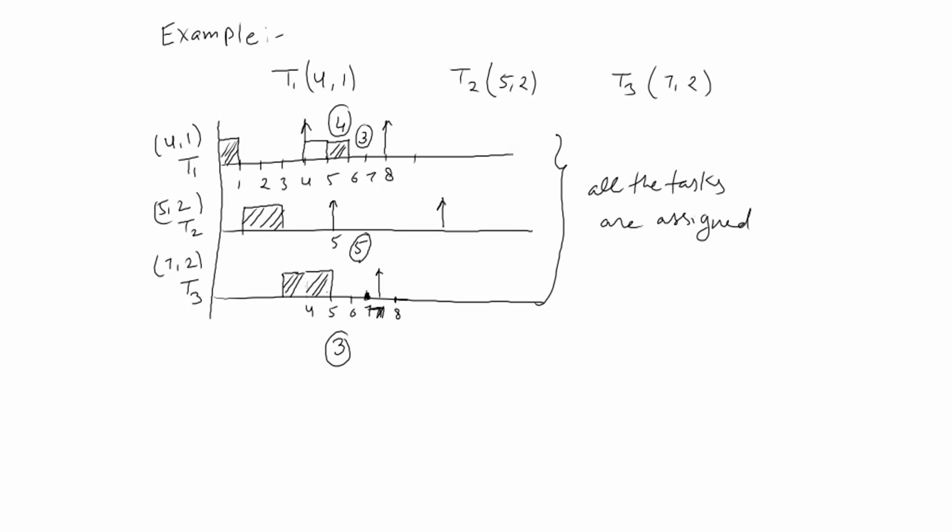Now let's take another example. But first we have to check the schedulability condition also. So let me check the schedulability condition here. This will be 1 by 4 plus 2 by 5 plus 2 by 7. So what is this?